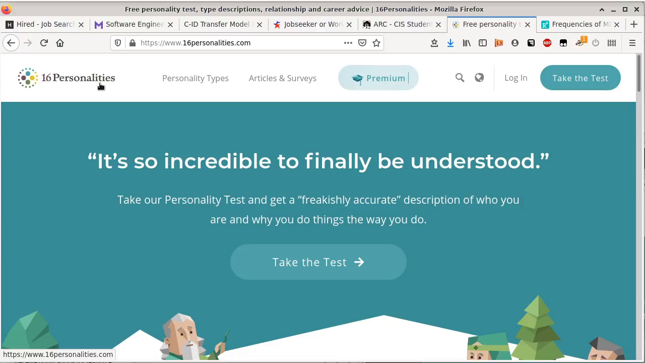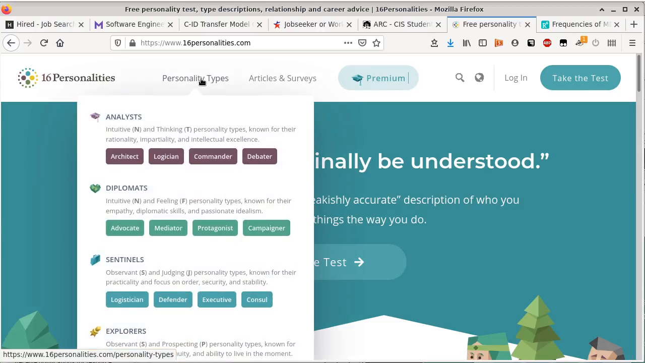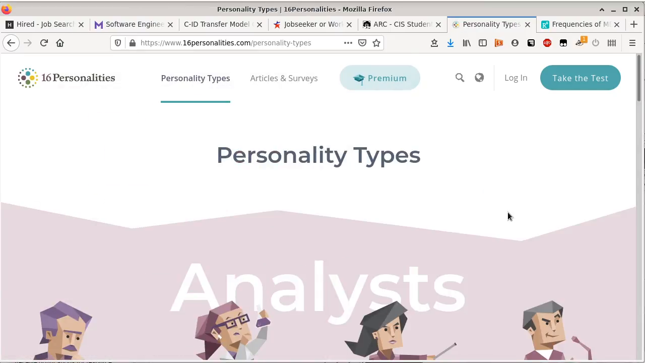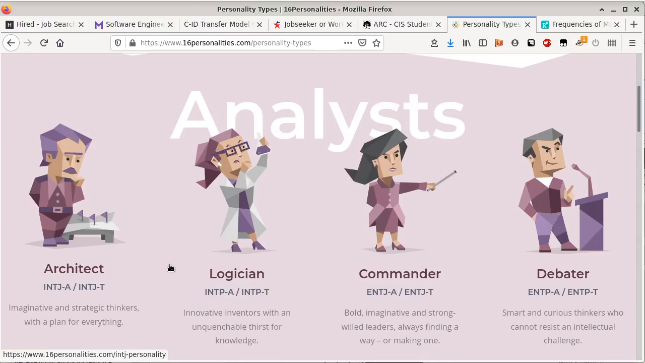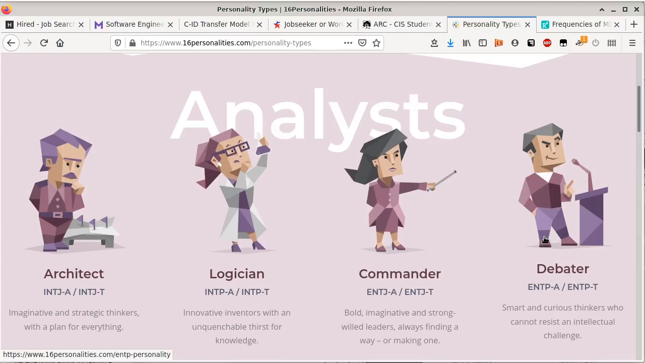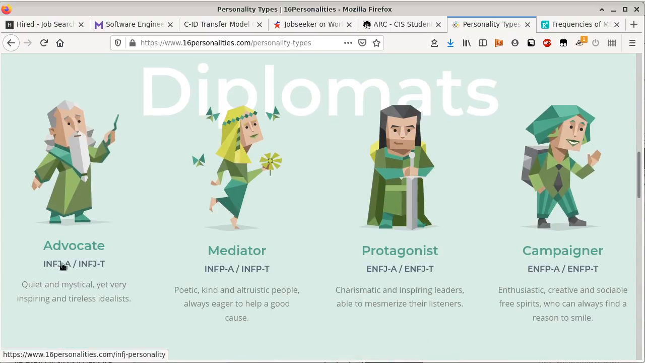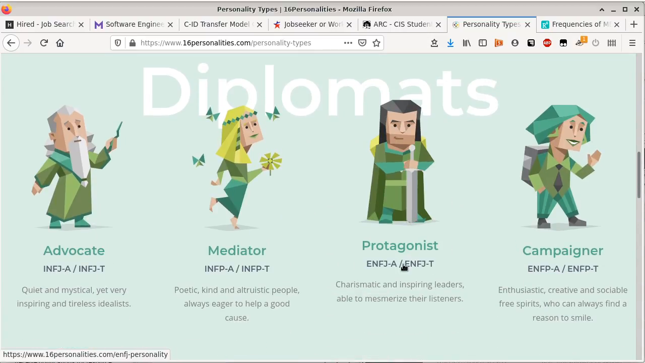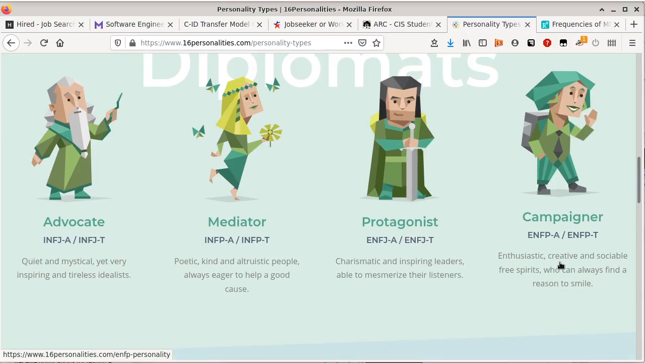So with 16 personalities, it uses the Myers-Briggs Type Indicator, or MBTI, and it breaks personality types into 16 basically groups. So within the analyst group, we have the INTJ, INTP, ENTJ, and ENTP. Within the diplomats, we have the INFJ, INFP, ENFJ, and ENFP, and so on.